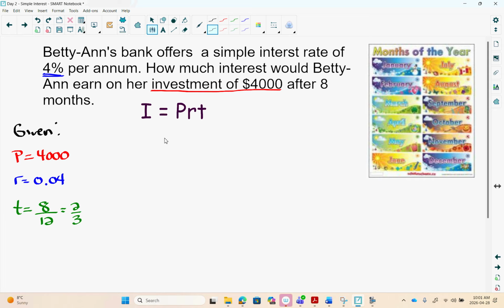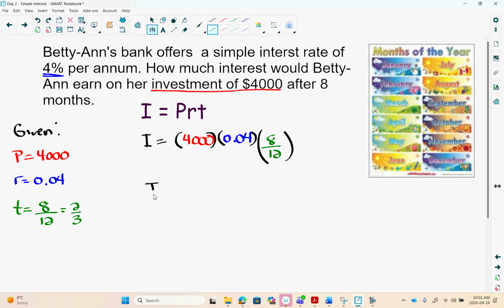You can literally go I equals 4,000. So fill a 4,000 in for P. Fill the 0.04 in for R. That's the rate. And for time, I would just go 8/12. Instead of writing 0.66 or 0.6666 or 0.67, because then you're rounding, and then there's errors in your rounding errors, and our answers are all different.